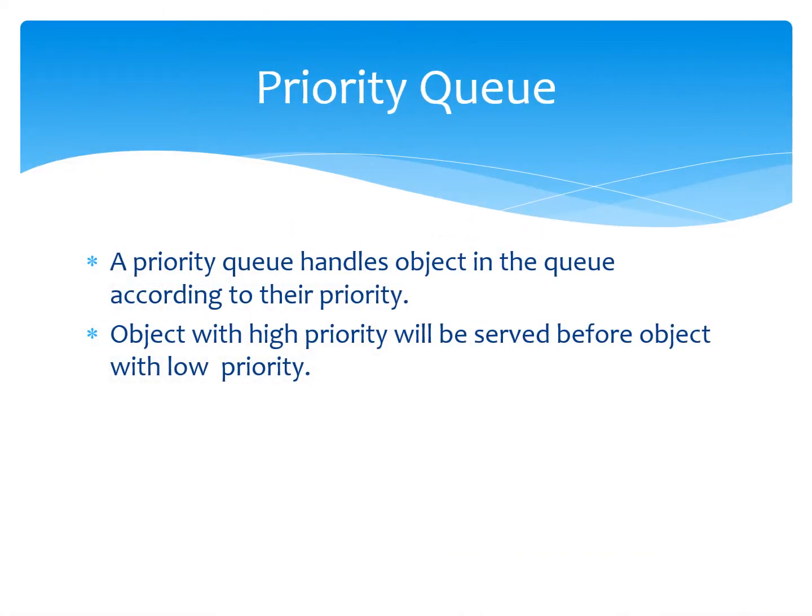In a regular queue, we treat all objects equally by adding an object into the queue from the tail and processing the object at the head of the queue. This indicates that a regular queue processes objects on the first come, first served basis.